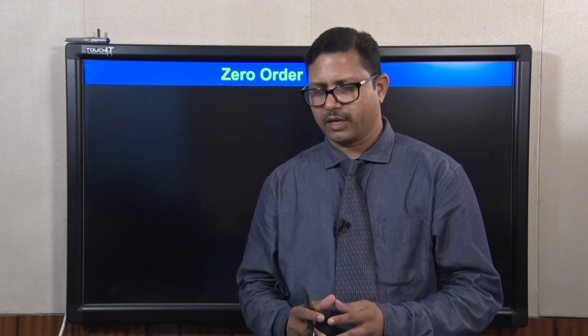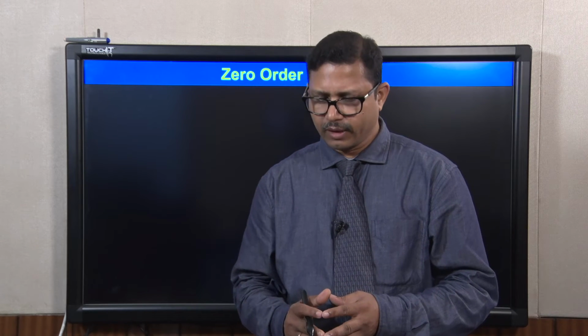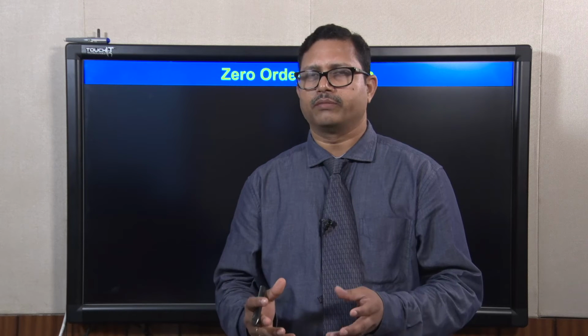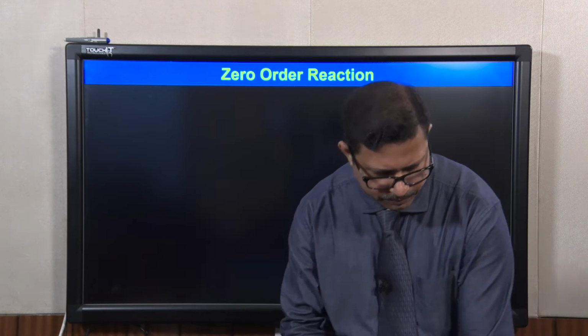Now, let us consider a 0 order reaction. As the order of the reaction suggests, if it is a 0 order reaction, then the rate of the reaction will be independent of the concentration of the reactants. So, we can write minus r_A, which is equal to minus dC_A/dt, which is equal to k, because the rate expression will be independent of the concentration of the reactants.